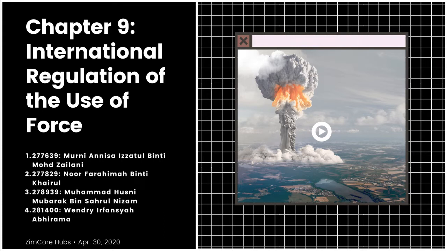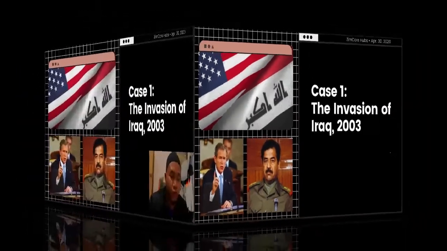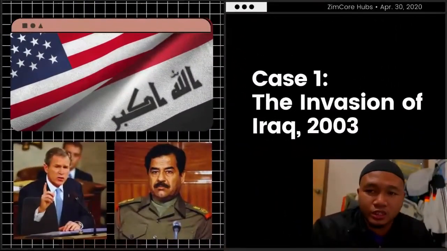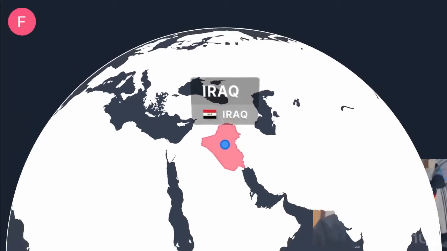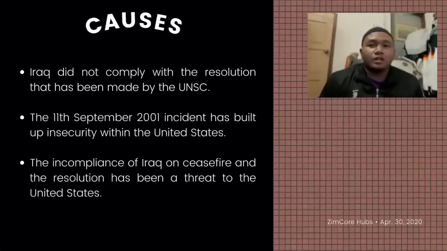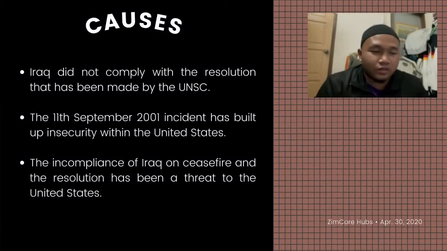Okay, I'm from Group 9, and our group will talk about international regulation of the use of force. The first case study is the invasion of Iraq in 2003. I will talk about the causes of the invasion of Iraq in 2003.